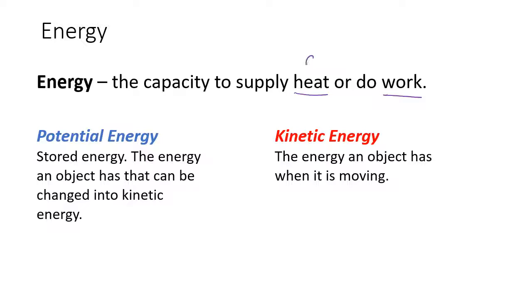The symbol for heat is lowercase q, and the symbol for work is lowercase w. The two major types of energy that you've most likely seen before are potential energy and kinetic energy. Potential energy is stored energy that can be released. It usually has to do with the position an object has, whereas kinetic energy is the energy something has while it's moving.